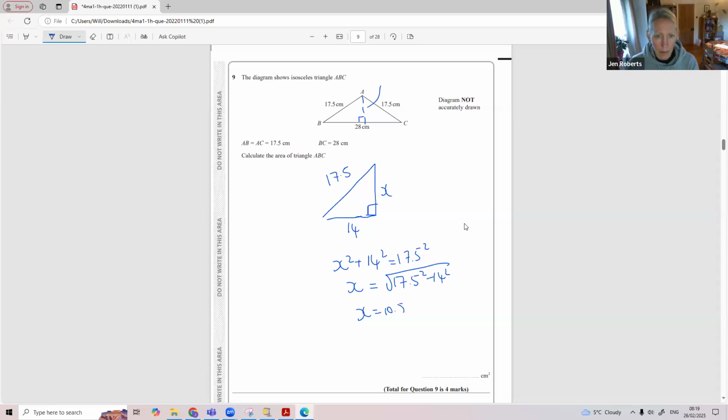Your height's 10.5. How do you work out the area of a triangle? The base times the height divided by 2. 28 times 10.5 divided by 2 gives you 147 centimeters squared.